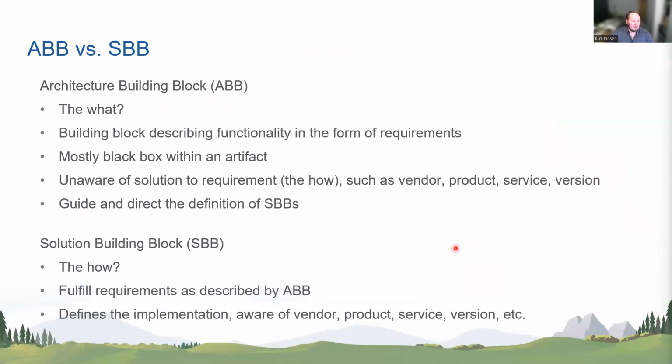So a little more on that. Architecture building blocks really define the what. So they are completely unaware, for instance, of vendor, of product, of service, of version. It's a sort of black box definition of what you expect that component or step or system to do. It's really a black box description on that layer of what you are expecting. So you define the functional specifications of the APIs, how it interacts with steps before or after it, or components before or after it in the whole end-to-end process. And you define in a requirements way what it should do.